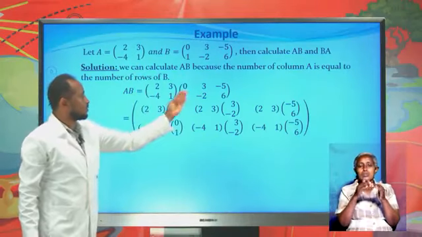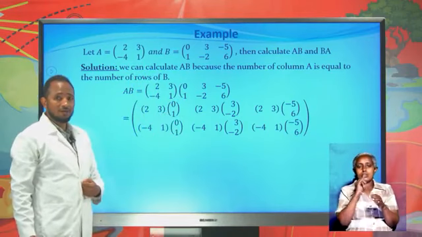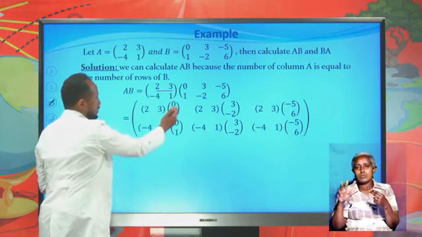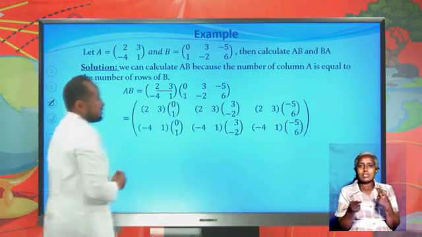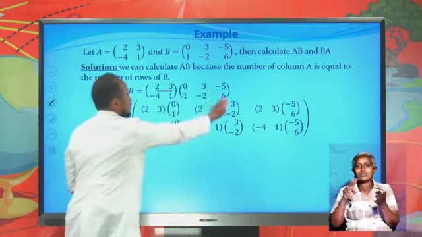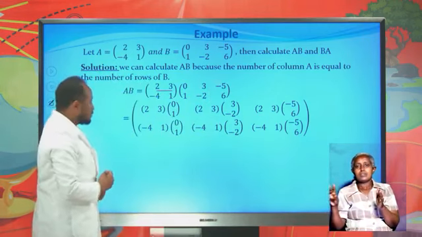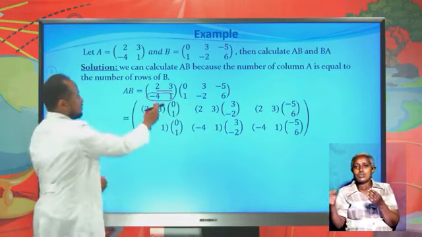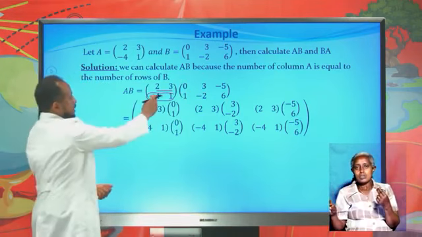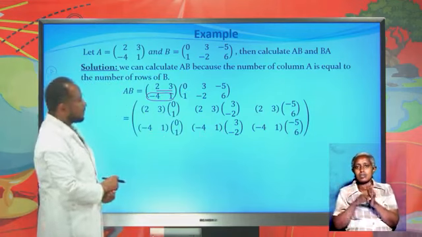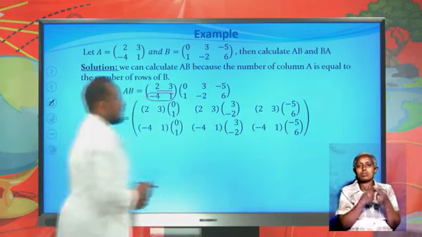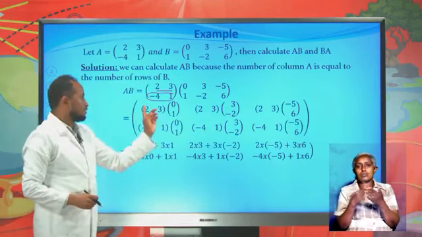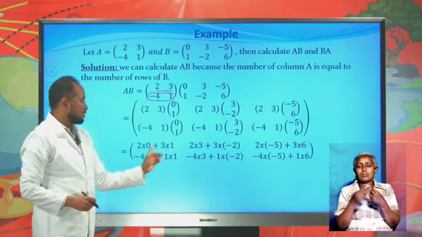Therefore, the product will be done in this form. AB is equal to the product of the two matrices, and the product is done row by column. So this row 2 3 multiplies the column 0 1. Again this 2 3 multiplies 3 negative 2. Again this 2 3 multiplies minus 5 6. In turn, the row minus 4 1 multiplies each column. So minus 4 1 multiplies 0 1. Minus 4 1 multiplies 3 minus 2. And minus 4 1 multiplies minus 5 6. So the product will be the product of these two. Just 2 multiplies 0, 3 multiplies 1. You get 2 times 0 plus 3 times 1.